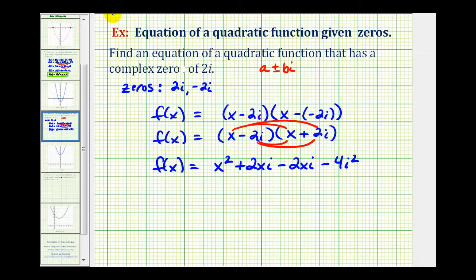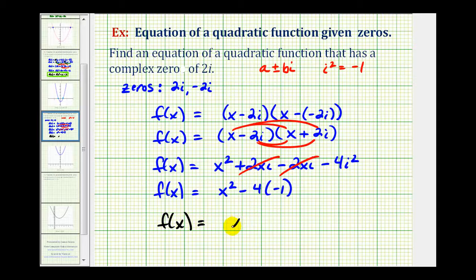Now we'll simplify. Notice the two middle terms are opposites. This would simplify to 0. And now we also need to remember that i squared is equal to negative 1. So now we'll substitute negative 1 for the i squared and simplify again. So we'll have minus 4 times negative 1. So one possible function with zeros plus or minus 2i would be f of x equals x squared plus 4.